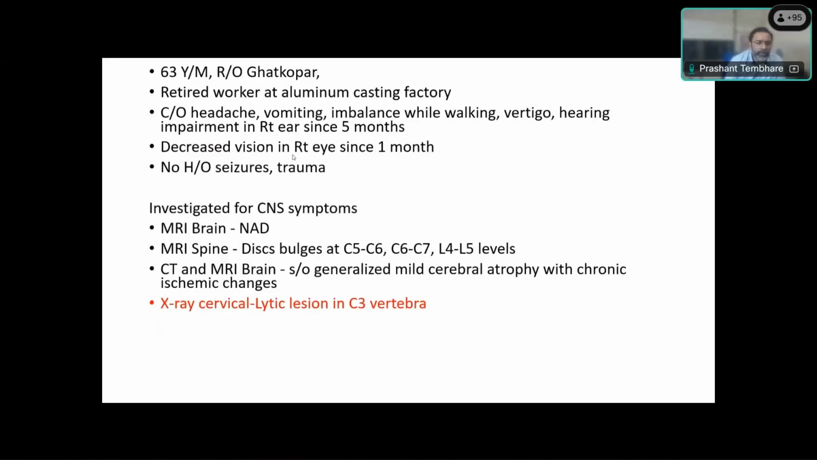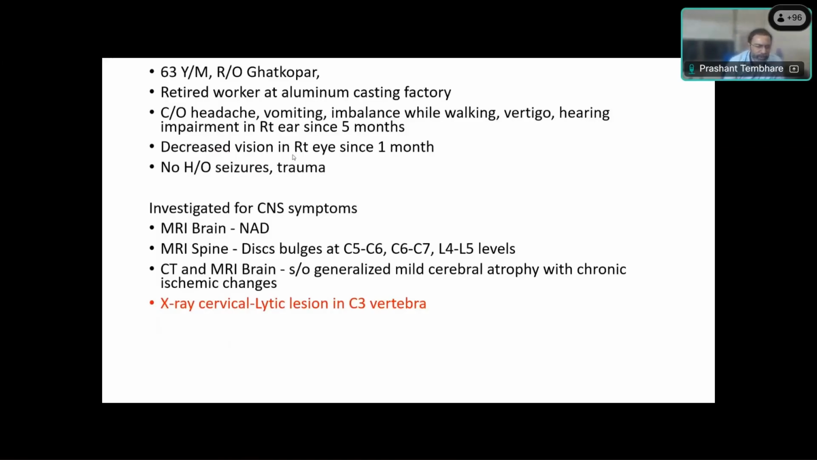Now the patient was, of course, investigated for CNS symptoms. The brain MRI was done, and no abnormality was detected. Then MRI spine was done. It showed disc bulges at C4-C5, C5-C6 and C7 level, also at L4 and L5 level. The CT and MRI brain were suggestive of generalized mild cerebral atrophy, which can be okay with the age.